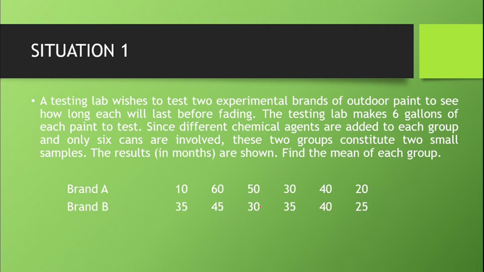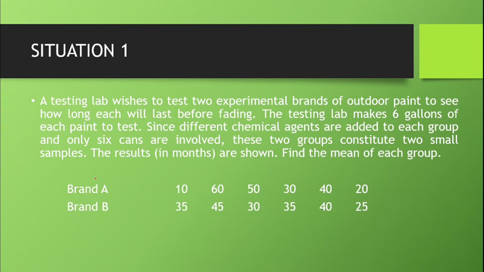A testing lab wishes to test two experimental brands of outer paint to see how long each will last before fading. The testing lab makes 6 gallons of each paint to test. Since different chemicals and agents are added to each group and only 6 cans are involved, these two groups constitute two small samples. The results in months are shown. Find the mean of each group. So we have here two experimental brands of outer paint, brand A and brand B. The question is we have to find the mean of each group.